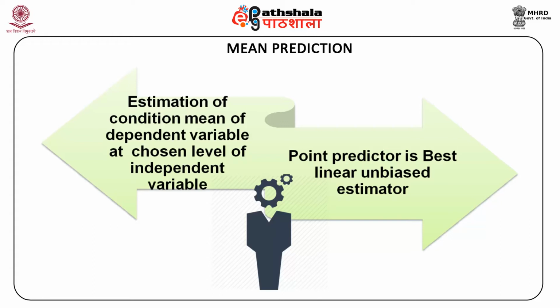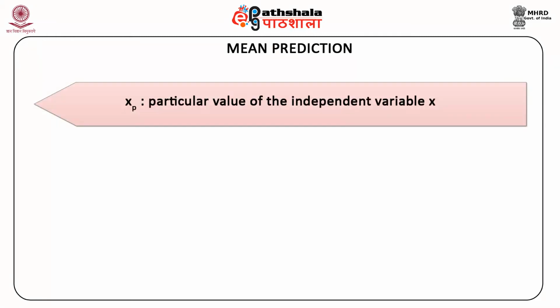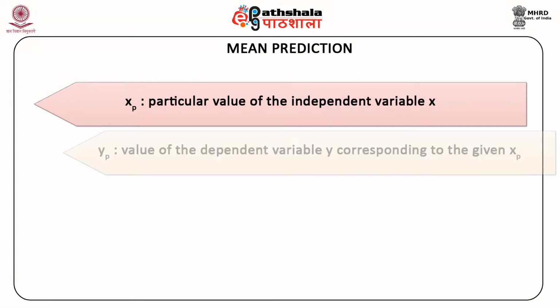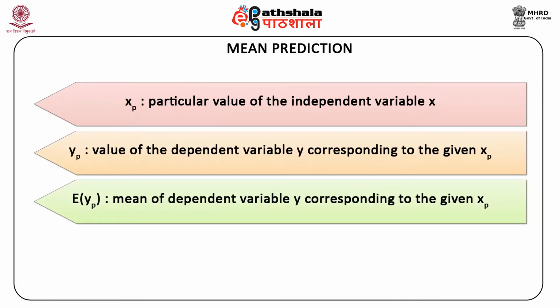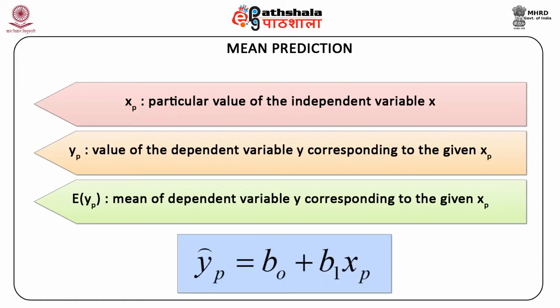The point predictor is the best linear unbiased estimator. Xp is the particular or given value of the independent variable x. Yp is the value of the dependent variable y corresponding to the given xp. E(Yp) is the mean or expected value of the dependent variable y corresponding to given xp. Yp hat is equal to b0 plus b1 xp, the point estimate of E(Yp) when x is equal to xp.